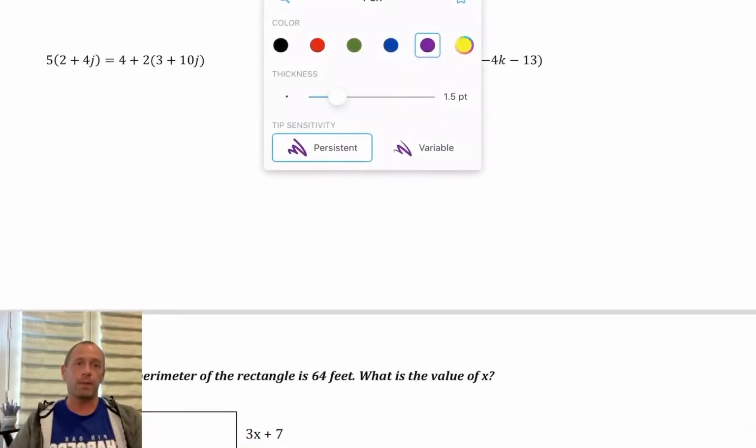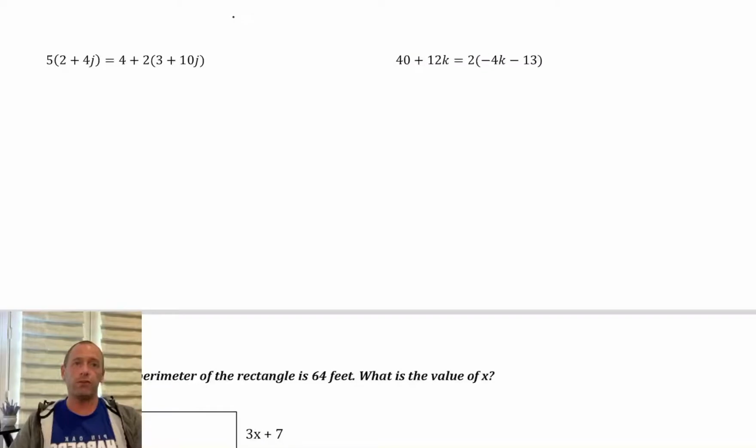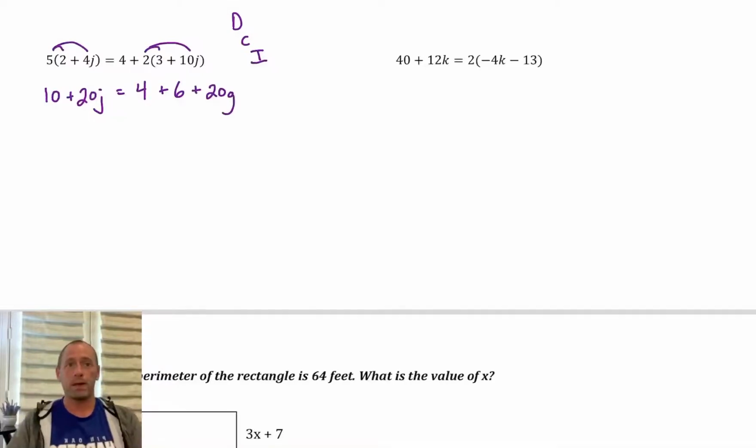Next up, it looks like we've got some distribution and then some combining like terms on the right. On the right-hand side, be careful. We don't do the 4 plus 2 first. Order of operations says we would have done that bracket, 3 plus 10j. Since we can't do that, they're not like terms, we would multiply by 2, and then we would add the 4.